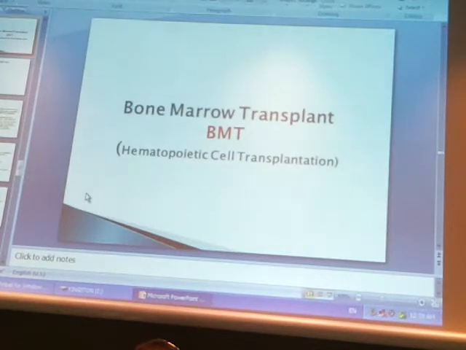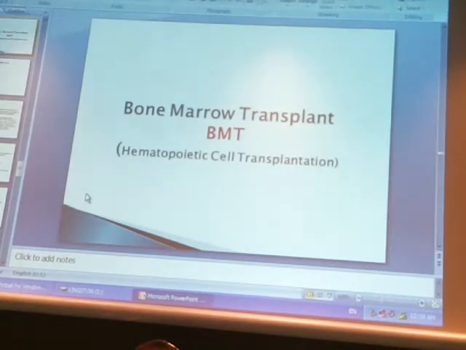Does anybody read anything about bone marrow transplant? Any kind of transplant? Anything about transplant? Somebody say something. Okay, how many types of transplant do you know?